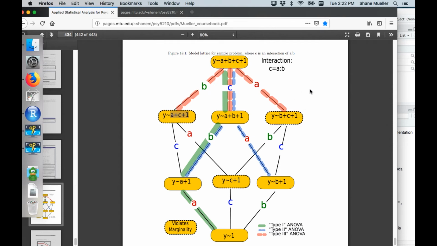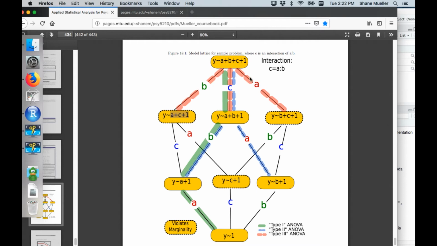So that's a choice you have to make. And a lot of these type 2 and type 3 ANOVAs are available within the car library's Anova function with a capital A. And by default, it uses the type 2. That's this one. And there's a couple of reasons for this. This is often what you mean. It's not always what you mean.